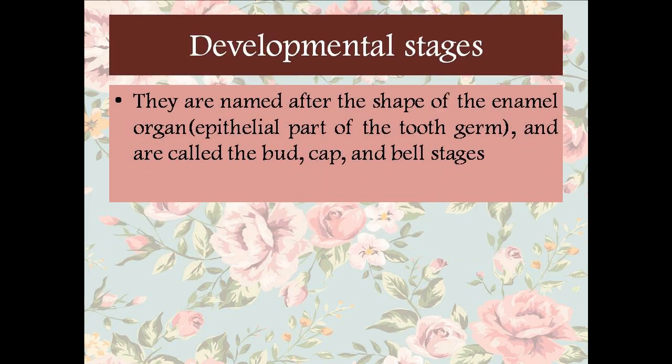Coming to the developmental stages. Although tooth development is a continuous process, the developmental history of a tooth is divided into several morphologic stages for better descriptive purposes. While the size and the shape of the individual teeth are different, they pass through similar stages of development. They are named after the shape of the enamel organ. Whatever shape the enamel organ takes represents the name of the stage. That is the bud stage, cap stage and bell stage.